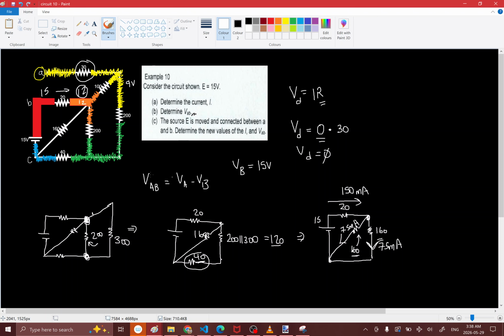Okay. So if we look back at the original schematic, we know that 75 milliamps goes through here. And the other 75 milliamps has to be divided between these two nodes, right? Because this guy over here, this 160 ohm resistor, is a combination of all this stuff over here.